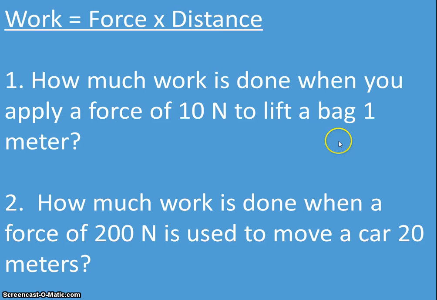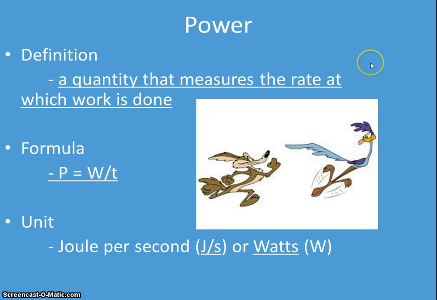Work equals force times distance. We got a force of 10 newtons, distance of 1 meter. 10 times 1 equals 10. So that's 10 joules. 200 newtons move a car 20 meters. 200 times 20. That's right, 4,000 joules. Very simple.